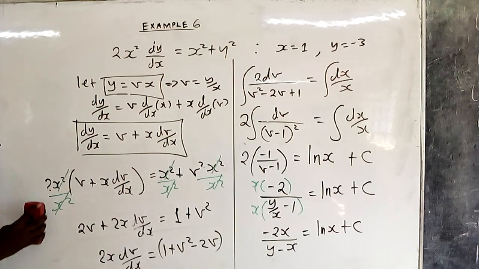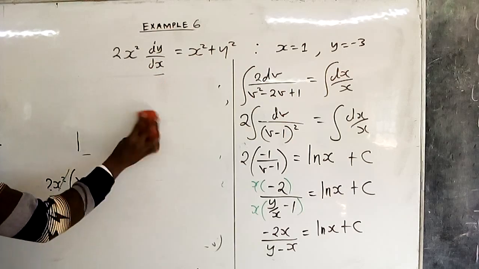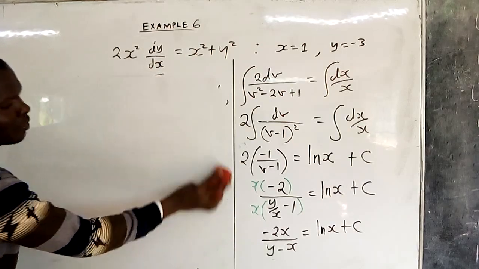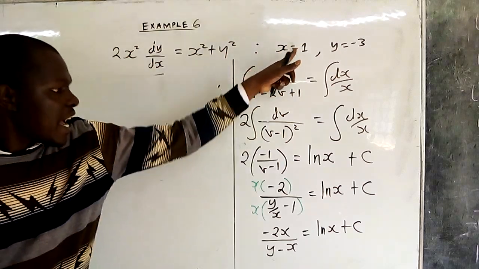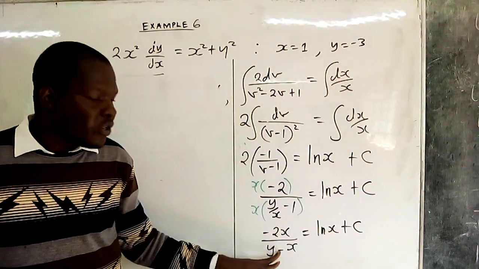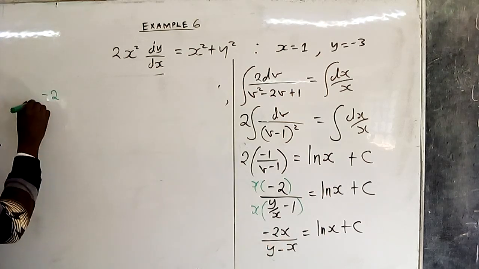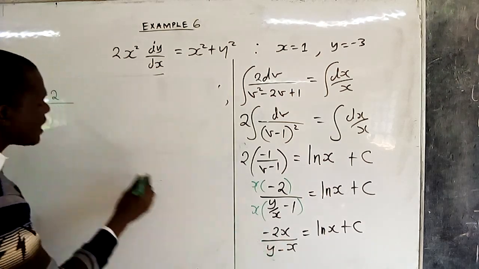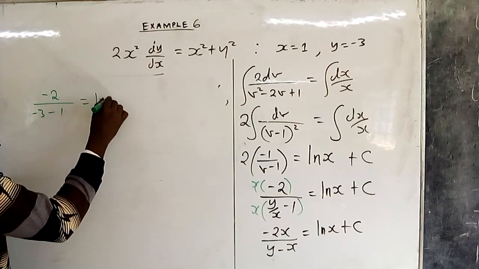So what is c? Where there is x, you put 1. Where there is y, you put negative 3. So negative 2 times 1, you get negative 2 over y, which is negative 3, minus x, which is 1, isn't it? Is equal to ln of 1 plus c.